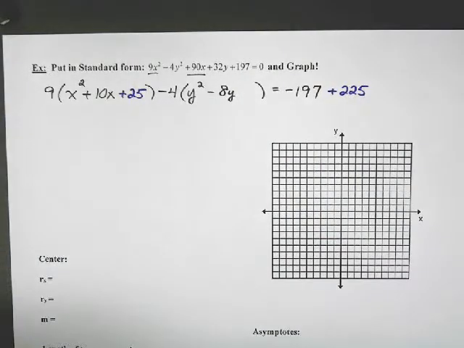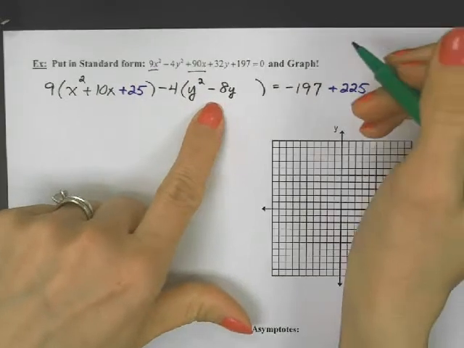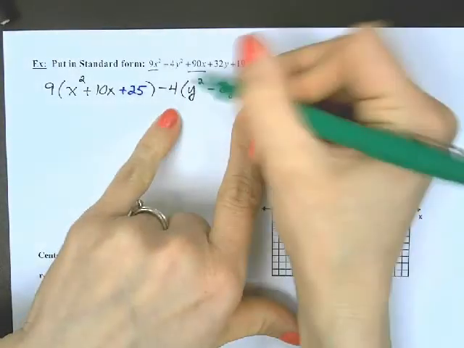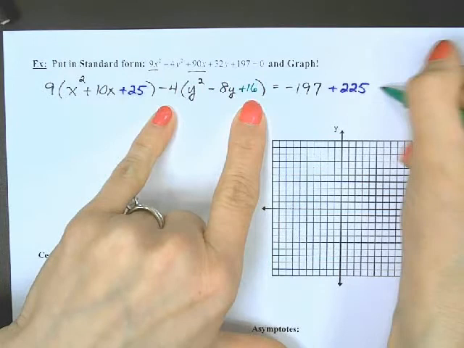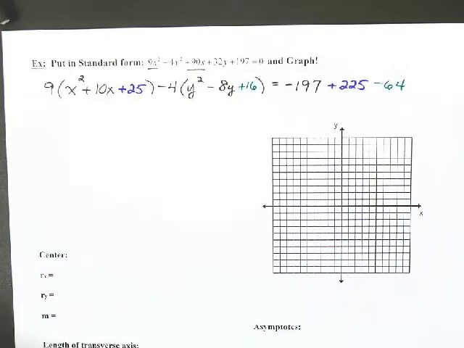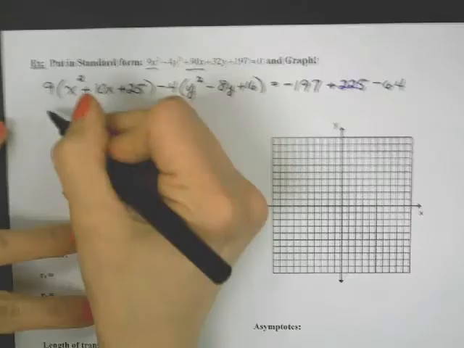Let's take a look at the y's. Half of 8, squared, is a positive 16. But that's not really positive 16, that's really negative 64. Okay, we're getting there. I'm going to go ahead and do the factoring part now.